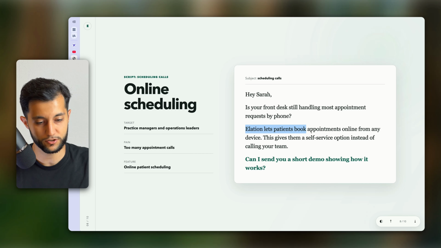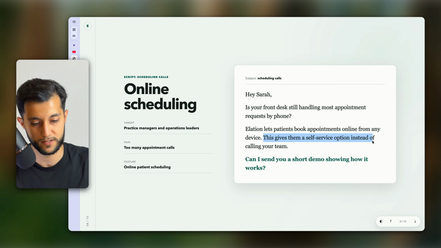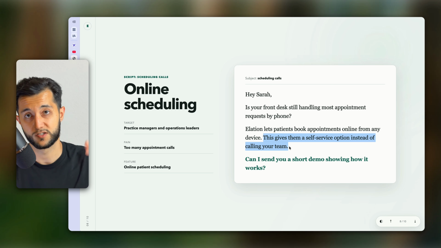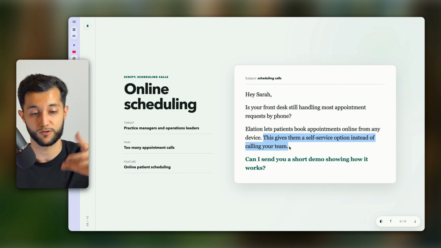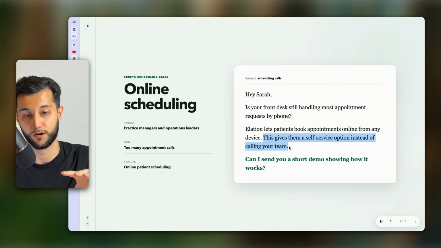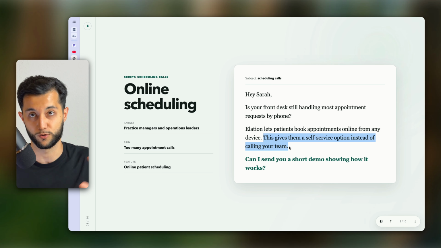Elation lets patients book appointments online from any device. This gives them a self-service option instead of calling your team. We could even arguably remove this part. By the way, this has been written by our internal AI. And whenever we would onboard you as a client, we would ask you for sales call transcripts and whatnot to give the AI even more context than I gave it right now. I just gave it the website, right? This is just from looking at the website.